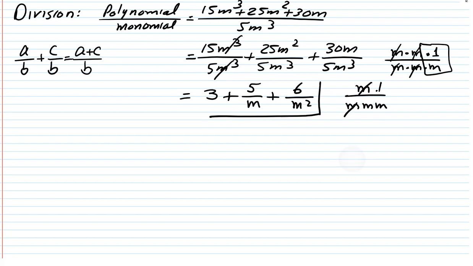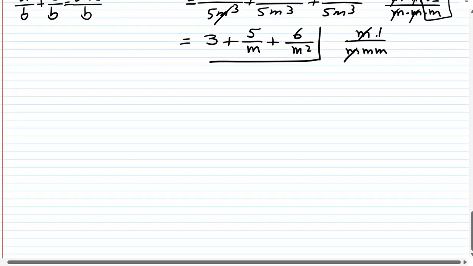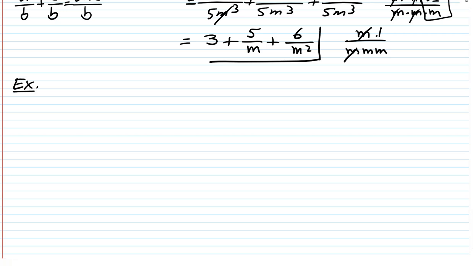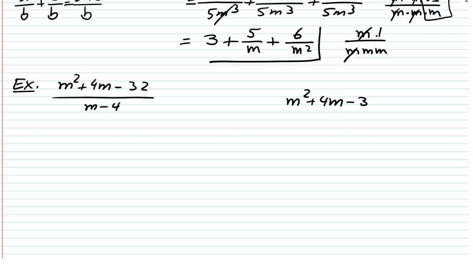Now what if I'm dividing by a binomial? Let's take a look at this other example, dividing by a binomial. Let's say I want to do m squared plus 4m minus 32, and I'm going to divide it by m minus 4. So how are we going to do this? We're going to do long division with these.